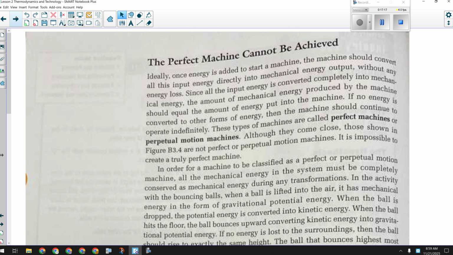Okay, how many people have heard of one of these things? A perpetual motion machine. It's a machine that's supposed to be able to run forever. It doesn't need any energy, just runs forever. All right, why is that not possible? I mean, think of that pendulum. As soon as I stopped pushing on it, what did it do?